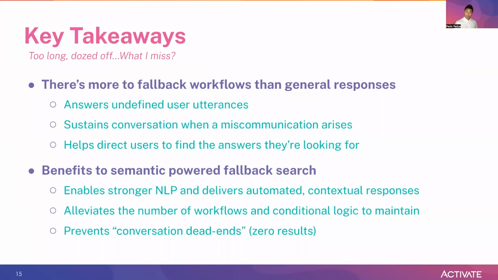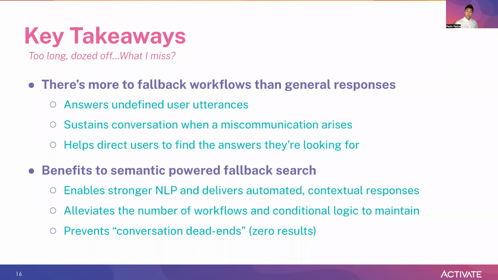And now, before we part ways, I wanted to give you all a quick recap on this session. Again, this session was focused on fallback responses for chatbots and virtual assistants. They're initiated when an undefined user utterance occurs in a chatbot conversation and is used to help maintain a conversation when miscommunication arises. Typically, fallback responses are general messages or triggered actions that direct users to a support team or company resources instead of giving an actual answer to a user's question.